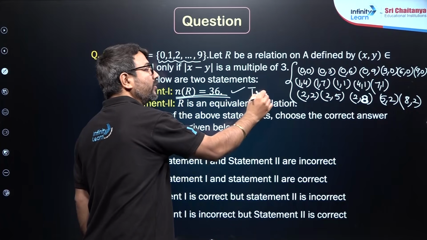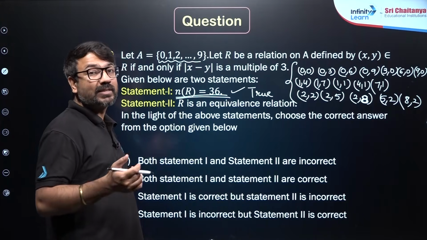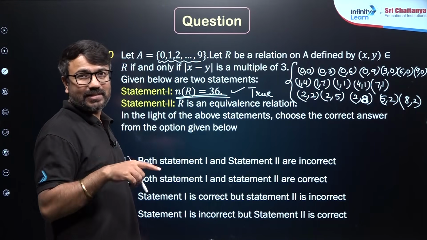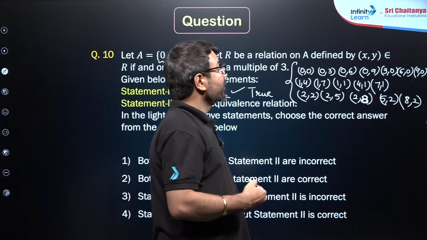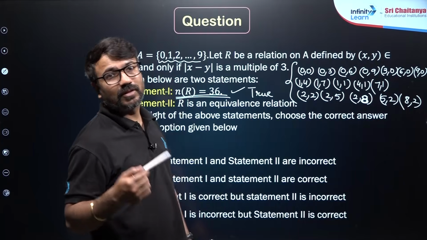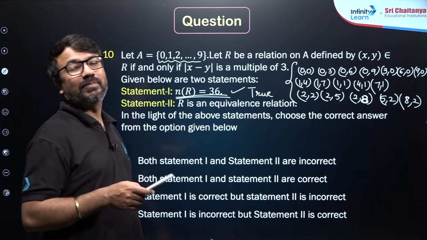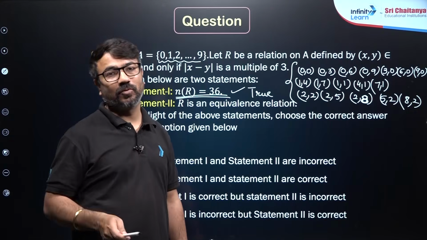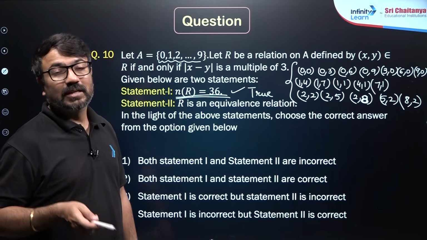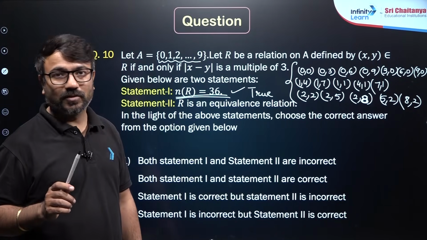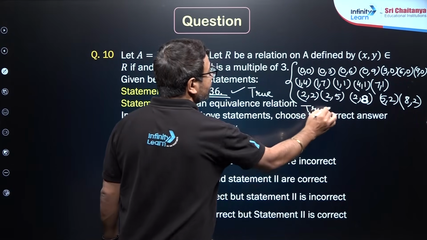So this is true. Number of ordered pairs will be true. However, if they are asking whether this is an equivalence relation or not, the very first thing: are they symmetric? Yes, because if 1, 4 is present, then 4, 1 should also be there. Are they reflexive? Yes, because 0, 0, 1, 1, 2, 2, 3, 3 up till 9, 9 are present. And are they transitive? Absolutely, because if 1 is making a pair with 4 and 4 is making a pair with 7, then 1 will also be making a pair with 7. So that means 1, 7 will also be part of the relation. That is why, my dear student, just by observation you can write true.